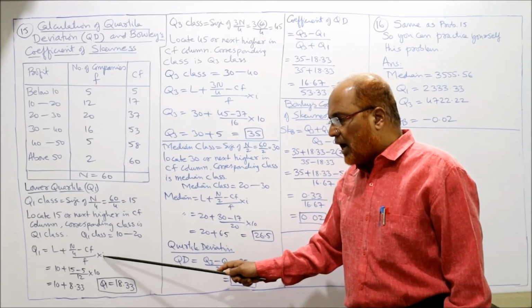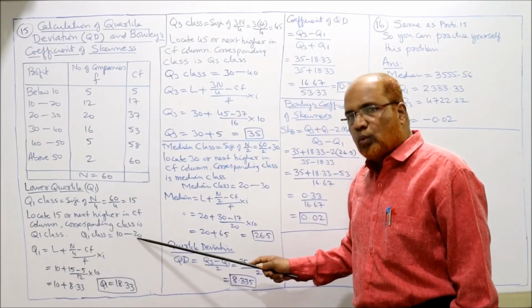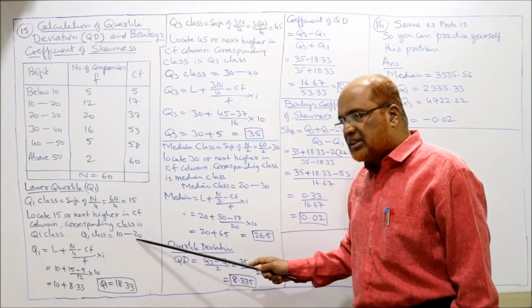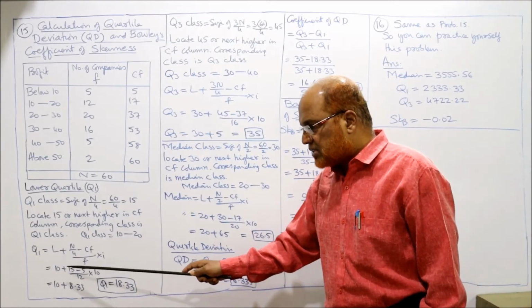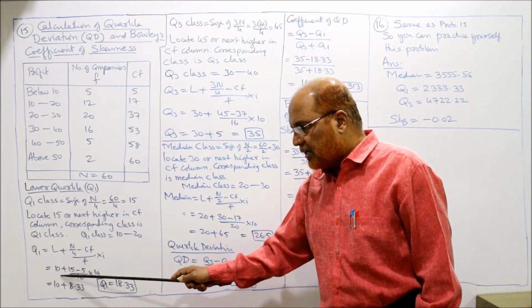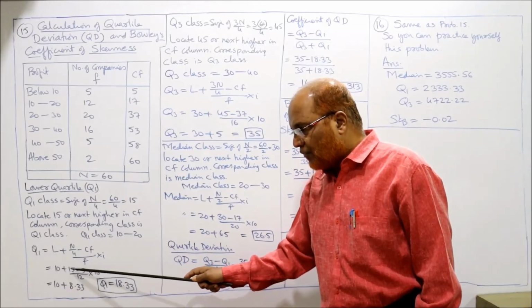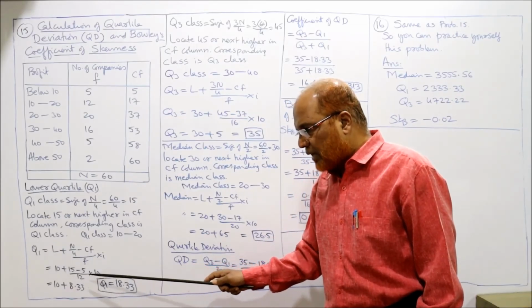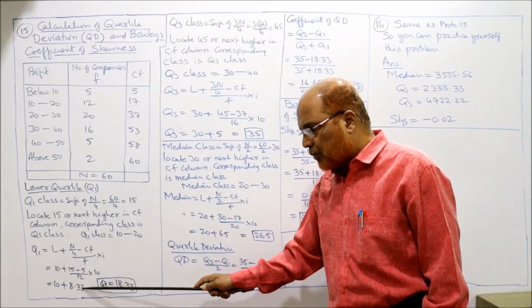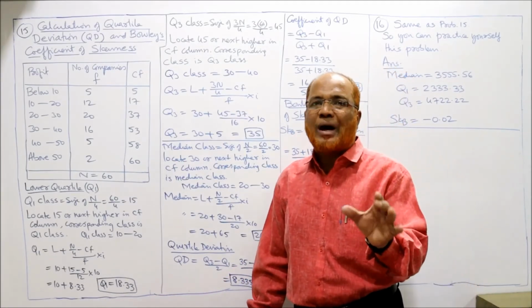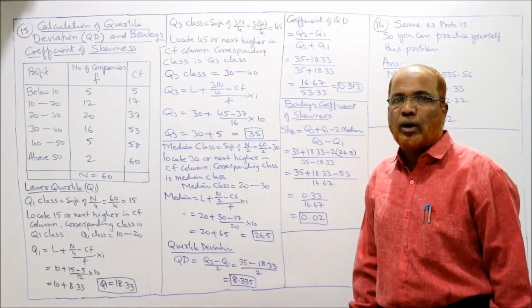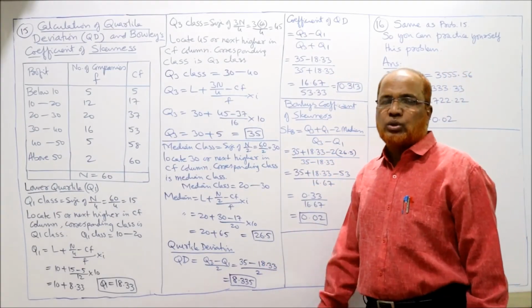Into I. I stands for width of the Q1 class. तो Q1 class का width कितना है? Difference कितना है? 10. तो if you solve this, keep 10 separately. ये 10 को अलग रखना, यहाँ पर नहीं मिलाना. तो 15 minus 5 divide by 12 into 10. You will get 8.33. So 10 plus 8.33, 18.33 is the Q1 value. First quartile, lower quartile.